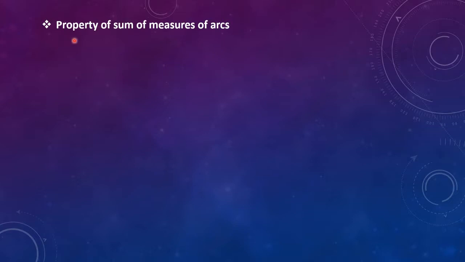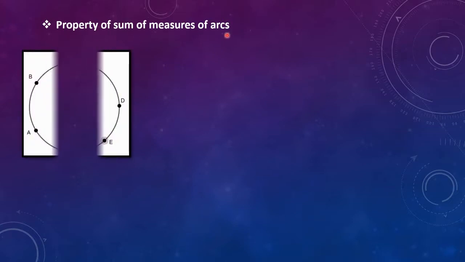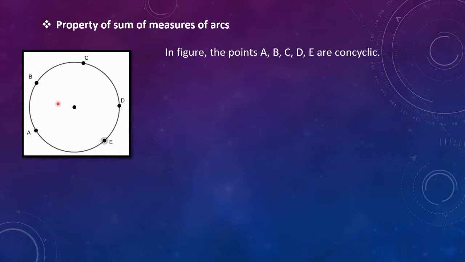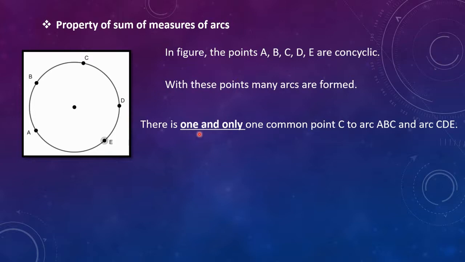Next, we'll see the property of the sum of measures of arcs. In the figure, the points A, B, C, D, and E are concyclic. Concyclic means all these points A, B, C, D, and E lie on the same circle. With these points, many arcs are formed. There is one and only one common point, C, to arc ABC and arc CDE. If we see arc ABC and arc CDE, C is a common point in both the arcs.